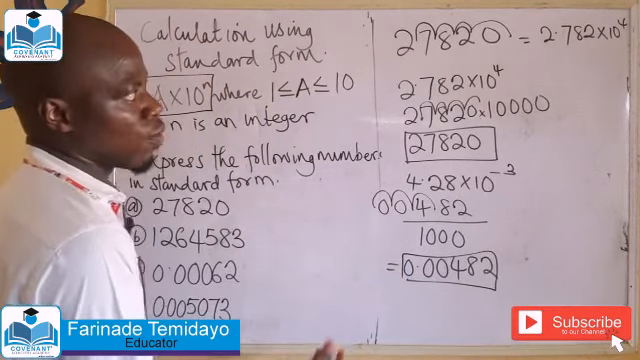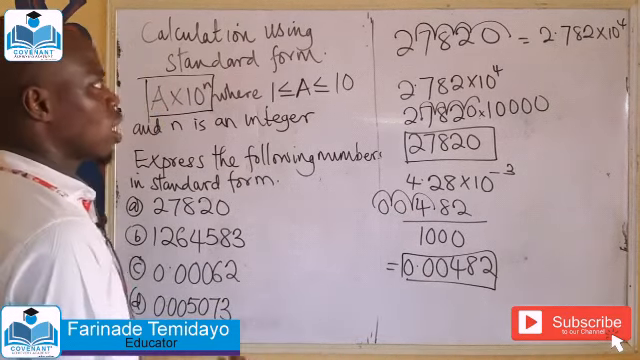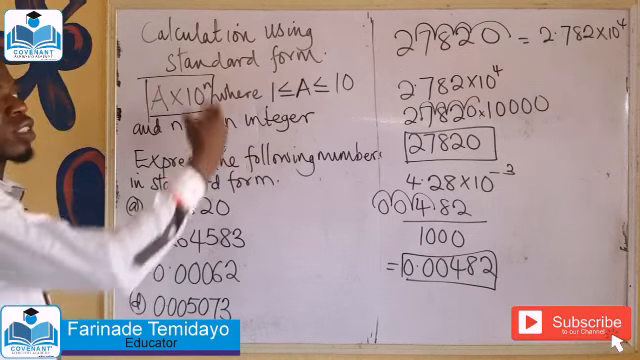So this is how you convert a number from standard form to ordinary number, and then from ordinary number to standard form. Remember we are talking about calculation using standard form.